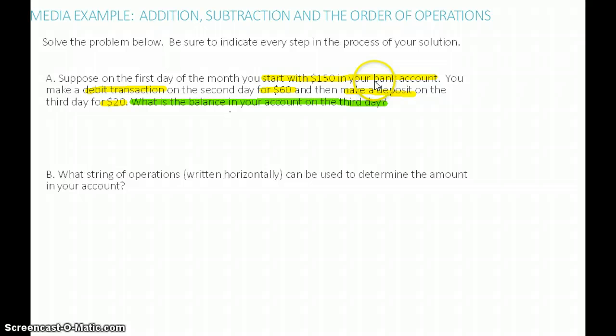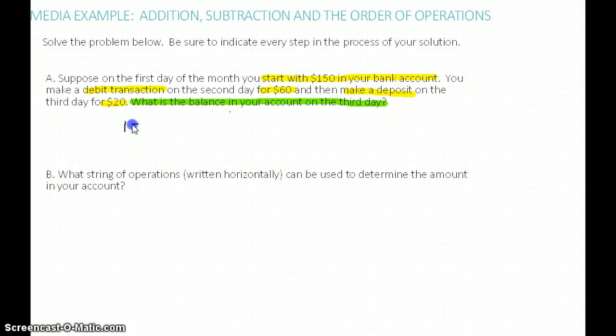So we know you start with $150, you make a debit transaction for $60, then you make a deposit on the third day for $20. Our goal is to find the balance in your account on the third day. So in application problems, typically it's really easy to see what order you're going to do the operations in. So we could think of this kind of with respect to time.